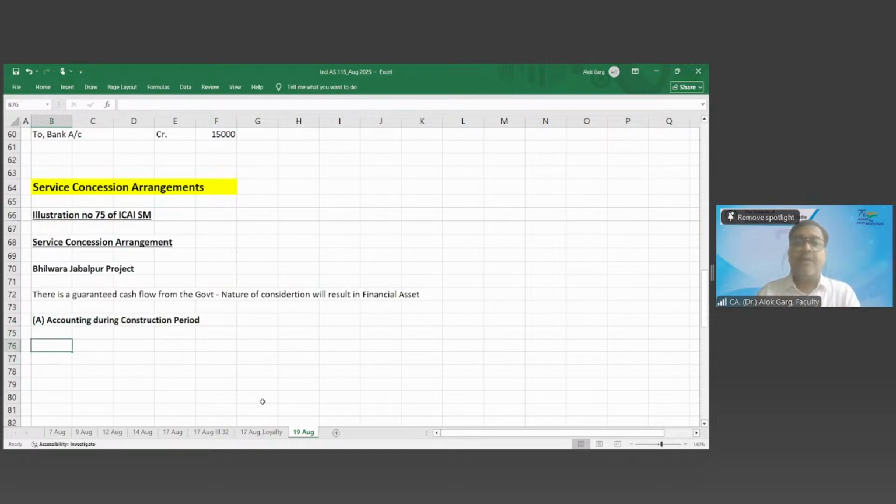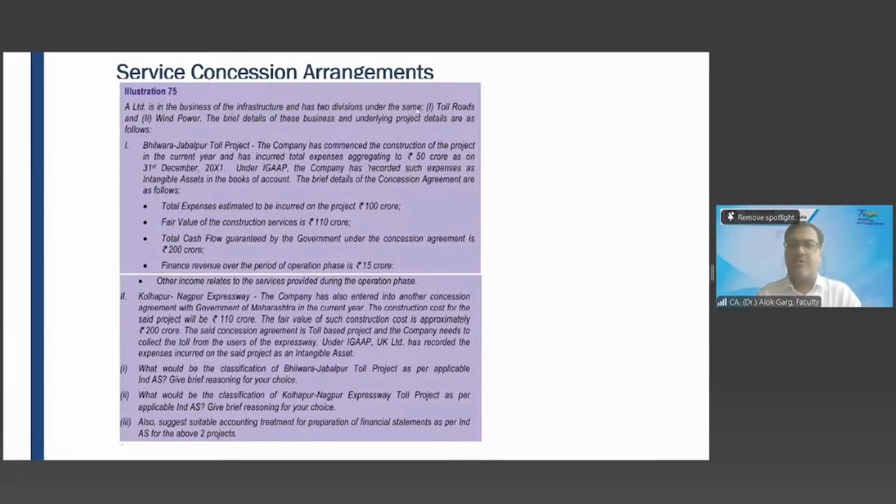What will be the accounting during the construction period? What is my cost of construction? The expense which is given in the question. I think 50 crore. 100 crores, no? Oh, that 50 crore is up to a particular time, up to 31st December. But the total budgeted expense, the total expense estimated to be incurred on the project, is 100 crores, for the purpose of construction.